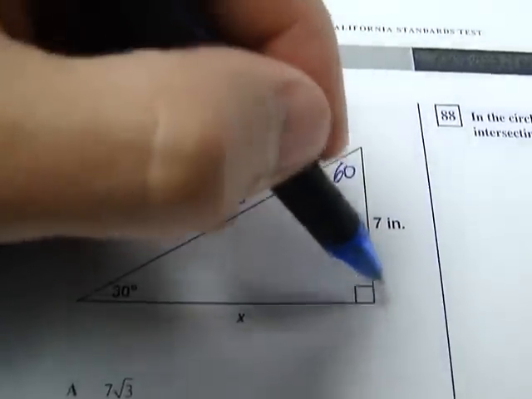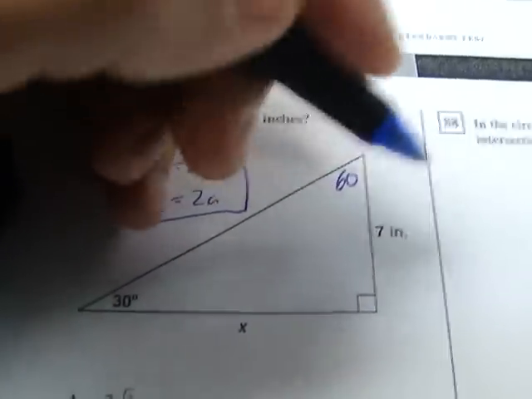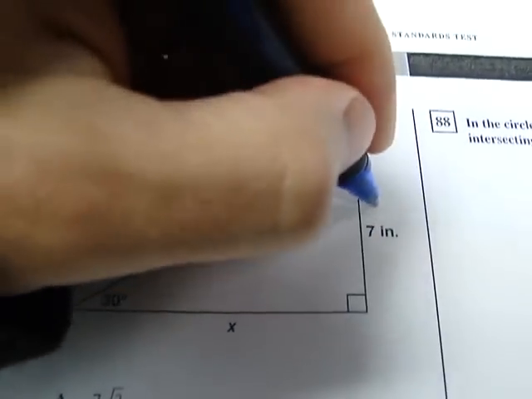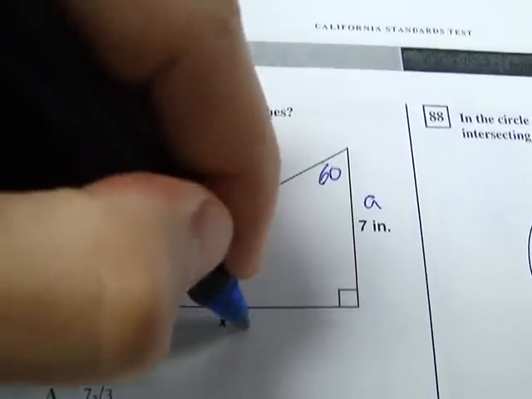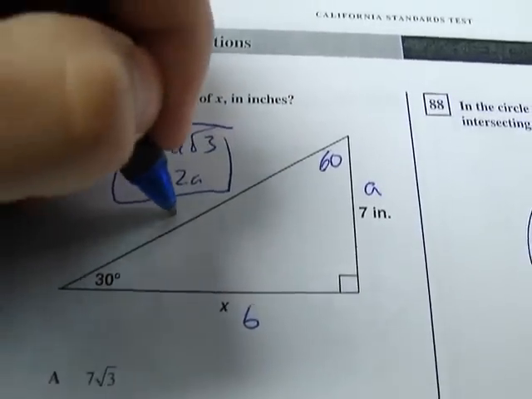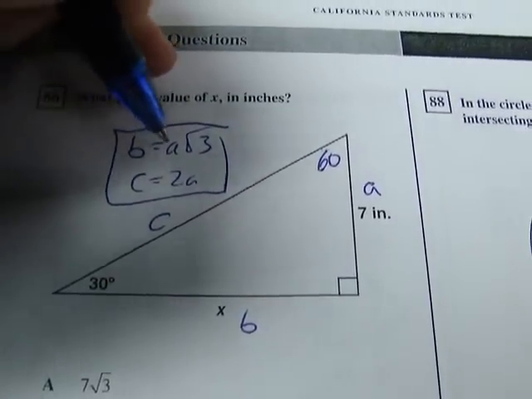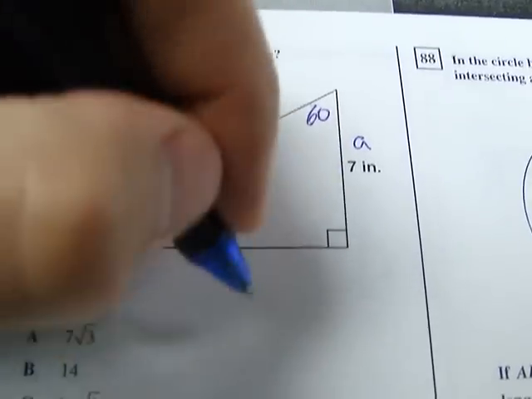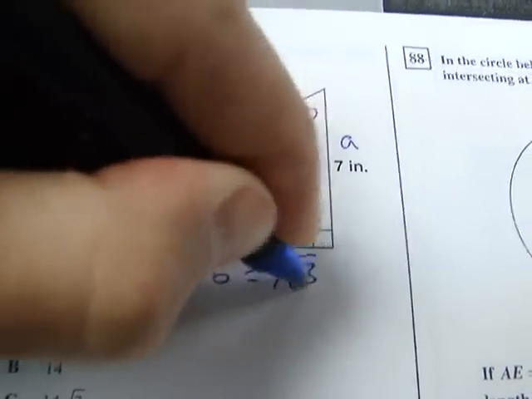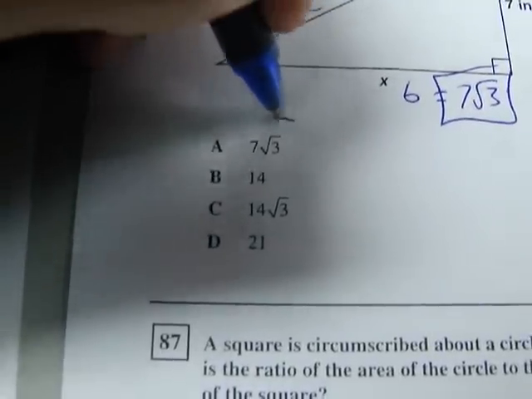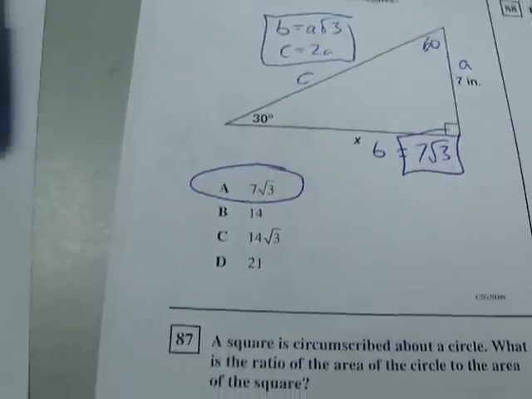Alright, so this one, well, this must be A. Just to be sure, it's across from the 30, so it's across from the smallest angle, therefore it must be A. This one has to be B because it's across from the 60, and this one's C. So basically we're using A to find B, so B equals A square root of 3. So if A is 7, this one's going to equal 7 square root of 3. No alterations needed, that's the answer. So the answer is A, 7 square root of 3.